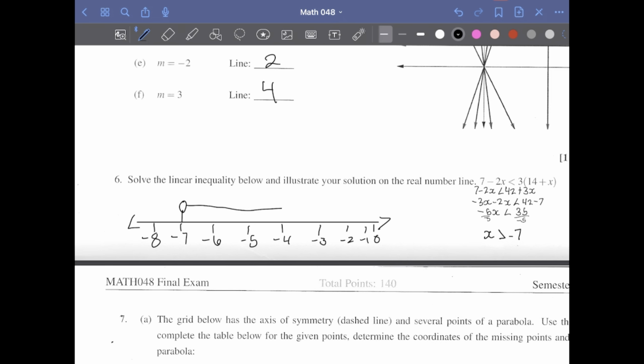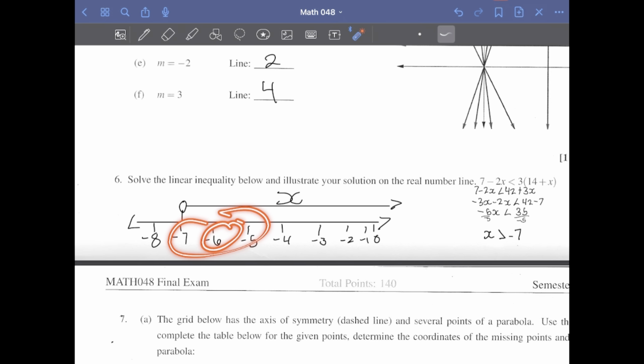So x are all the values that are greater than negative 7. So x are these values. Negative 6 is greater than negative 7. Negative 5 is greater than negative 7. It goes on to infinity.